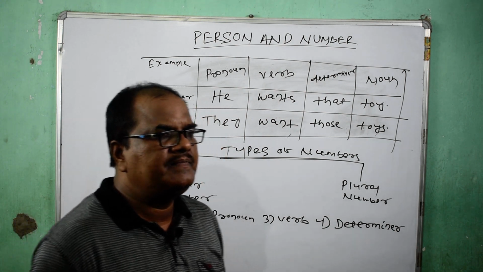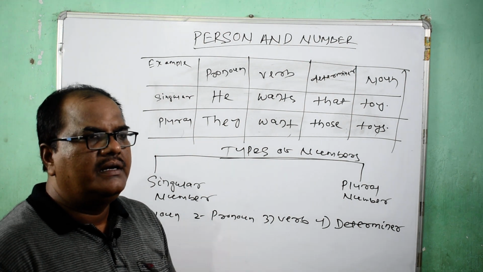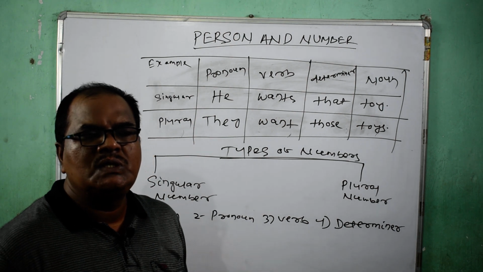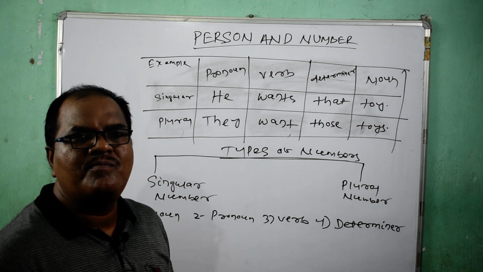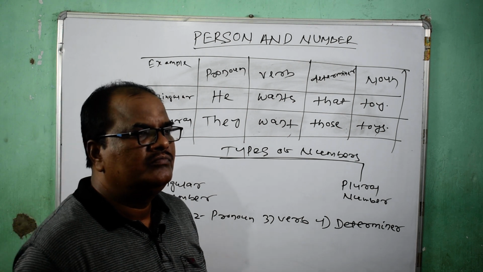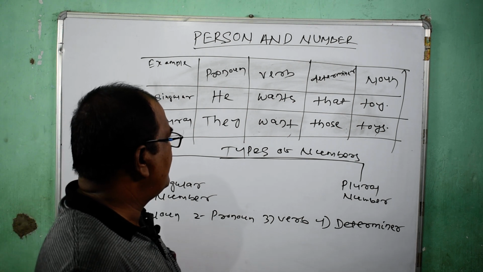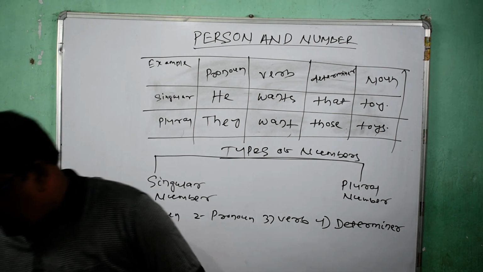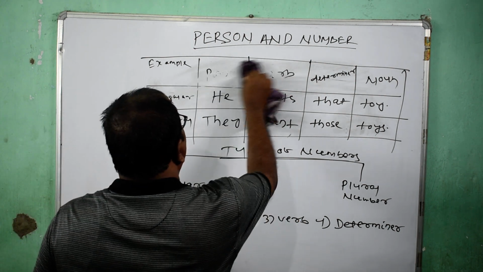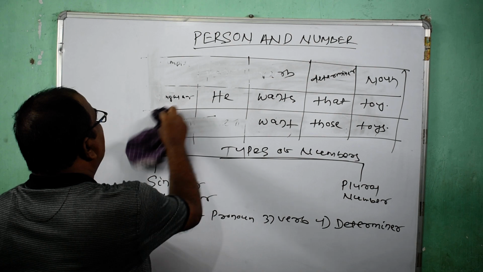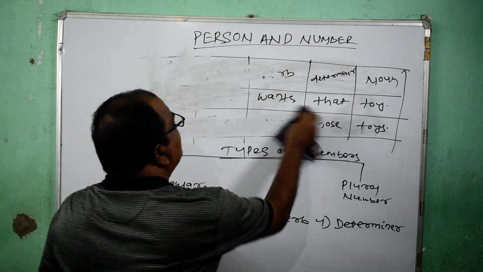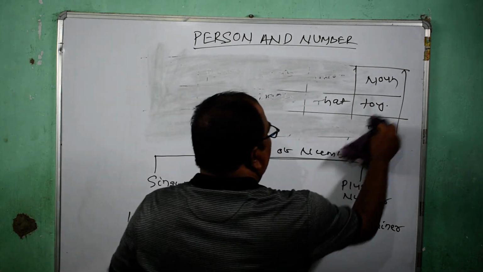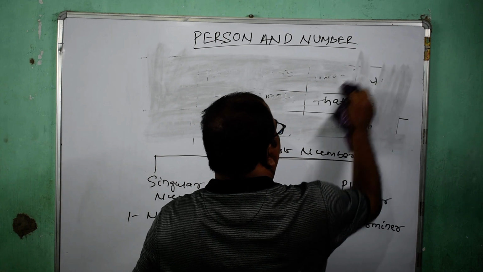In my next videos, I will systematically analyze all the categories of words, but presently in this topic we have to know who is the first person, who is the second person, who is the third person, which word is singular, which word is plural, and so on.